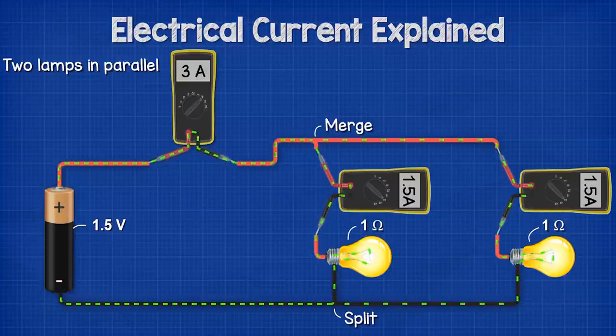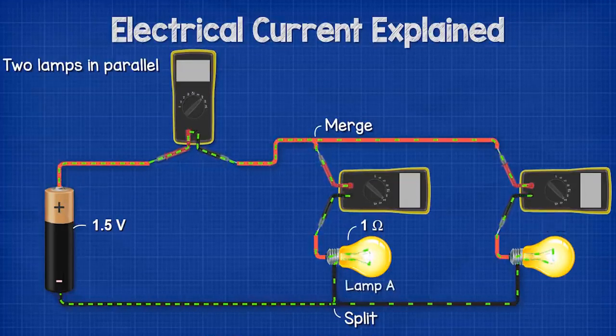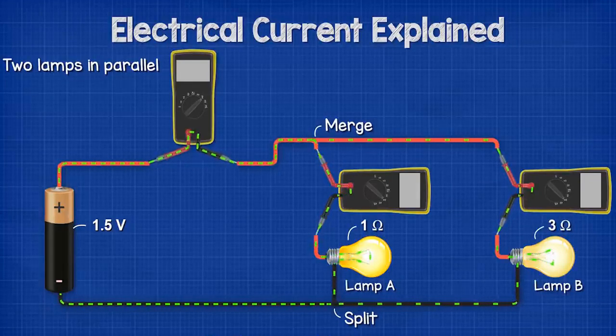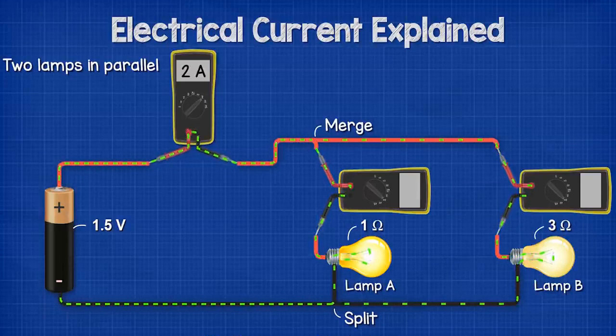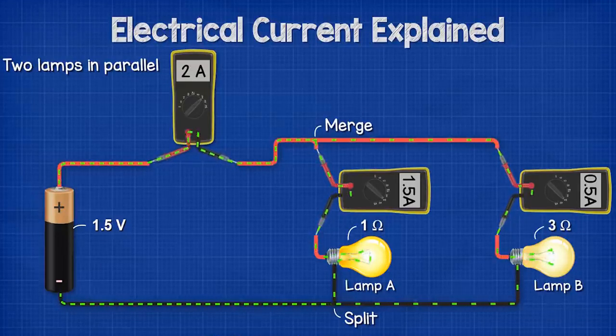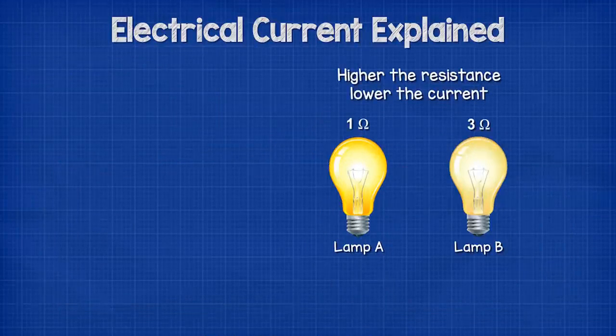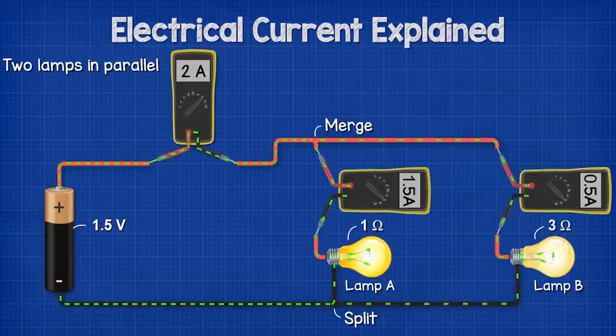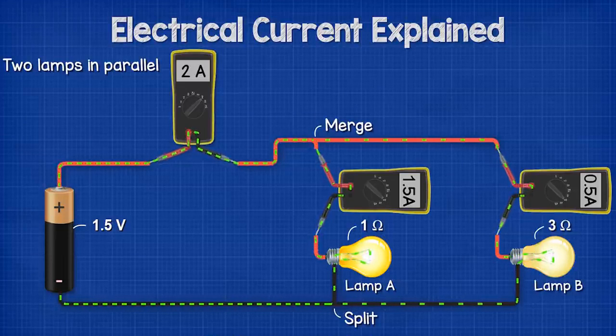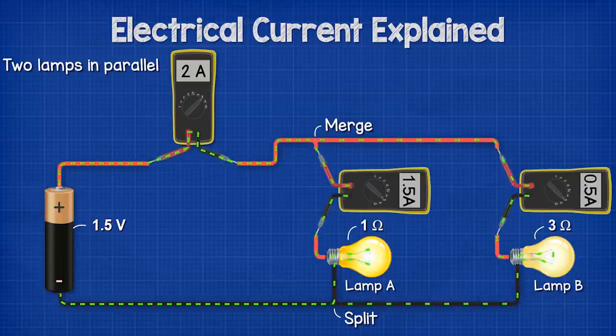But, for example, if lamp A has a resistance of 1 ohm, and lamp B has a resistance of 3 ohms, then in the main wire, we get an amp reading of 2 amps. In the branch for lamp A, we get 1.5 amps, and in the branch for lamp B, we get 0.5 amps. Notice though that lamp B is dimmer. That's because the resistance is higher, which makes it difficult for electrons to flow through. In both cases, the amps in the branches all add up and are equal to the total current flowing in the main wire to and from the battery.